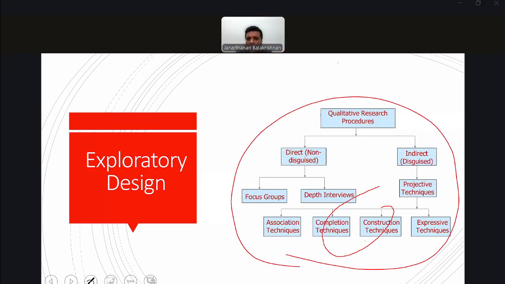Qualitative research procedures, direct and indirect. Direct is non-disguised. That means you are directly speaking with the participants to understand the problem, like focus groups and depth interviews. Indirect is disguised. You are not revealing your identity. So you go for projective techniques, for example association techniques, completion, construction, expressive.